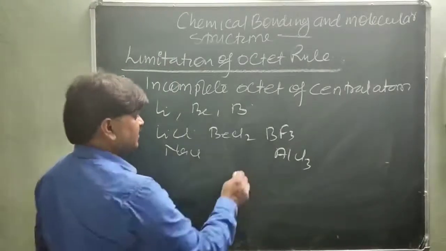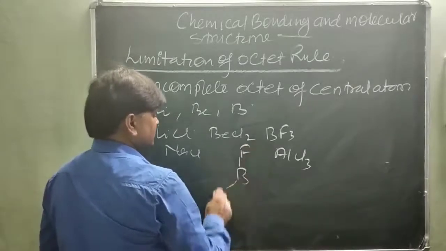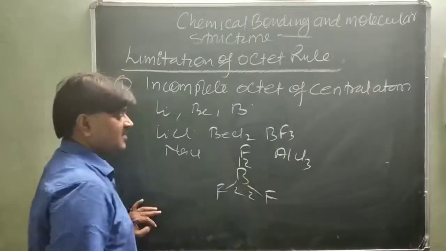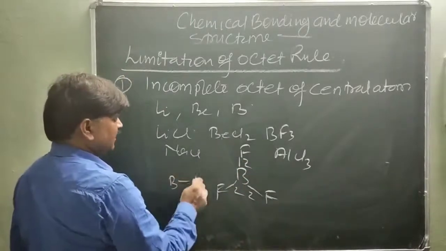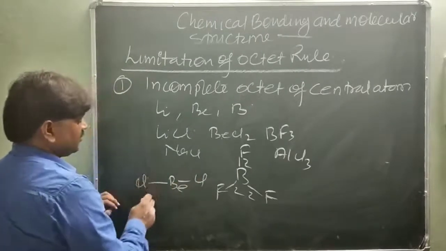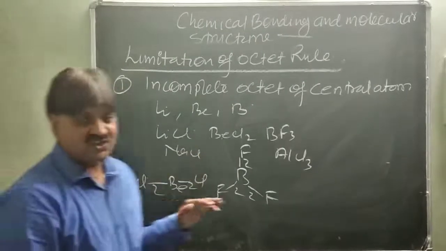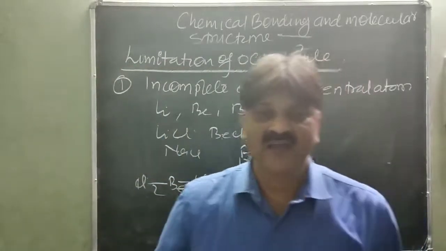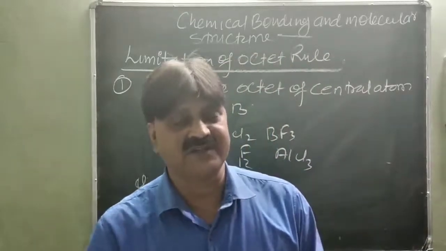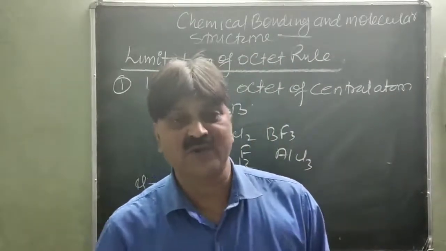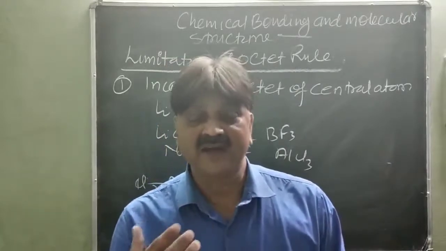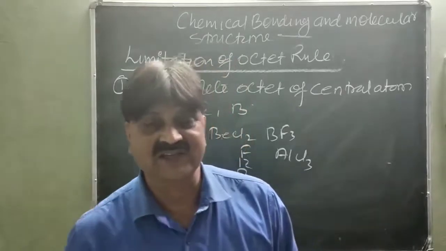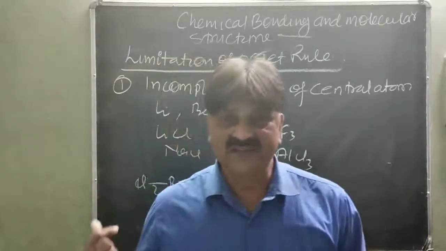Just like in the case of BF3, boron has 3 electrons in the outermost shell. This is 2, 4, 6 electrons. Beryllium has only 4 electrons, 2 and 2. Lewis stated that every element tries to maintain its octet structure, but some elements are found which do not have 8 electrons but can exist as a compound or molecule, like AlCl3, BeCl2, LiCl, etc.